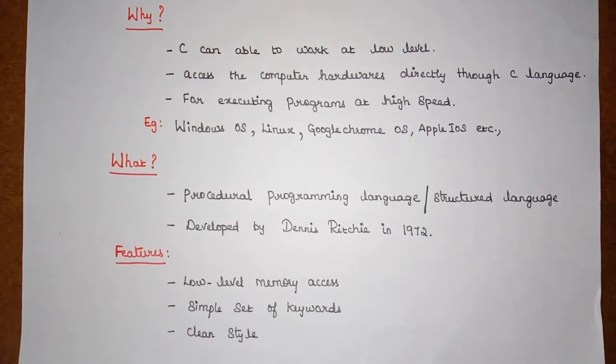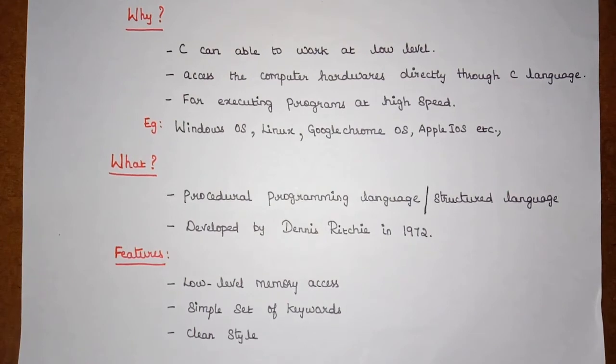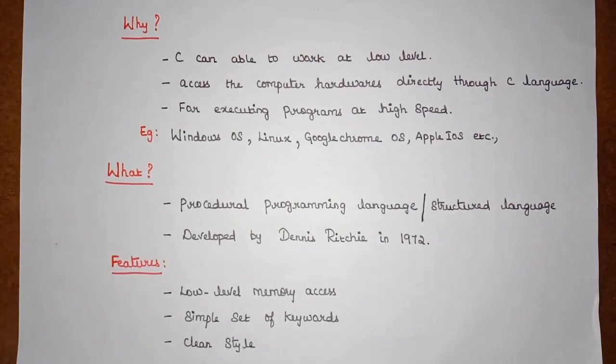Here we can choose a meaningful name for variables, and for functions we can choose a meaningful name. So that is what a clean style is. This is what the fundamentals about C are, and now we'll see the structure of a C program. So how a C program should be.